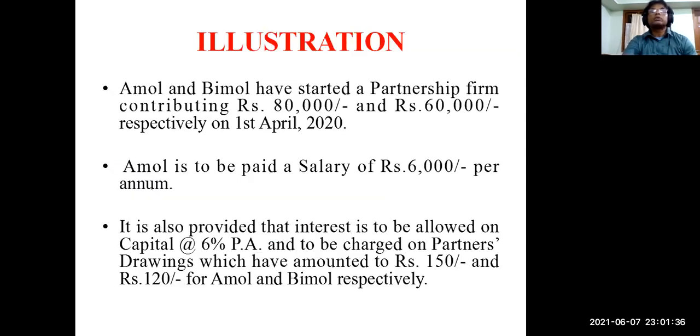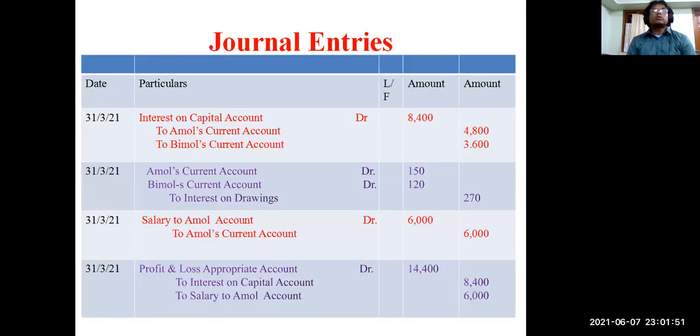How do you get that? See, Omol's capital is 80,000 and interest is 6%, so it becomes 4,800. And Bimol's capital is 60,000 at 6%, 3,600. So interest on capital account debit to Omol's current account, to Bimol's current account. If capitals are fluctuating, then you shall not write current account. You shall write Omol's capital account, Bimol's capital account. But since capitals are fixed, you have to write current account, and you've done it. See the 4,800 and 3,600.